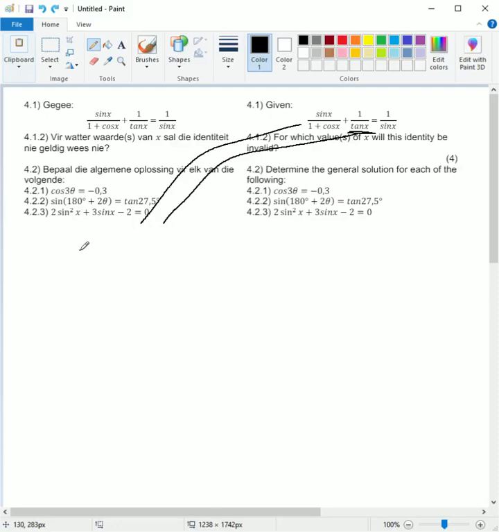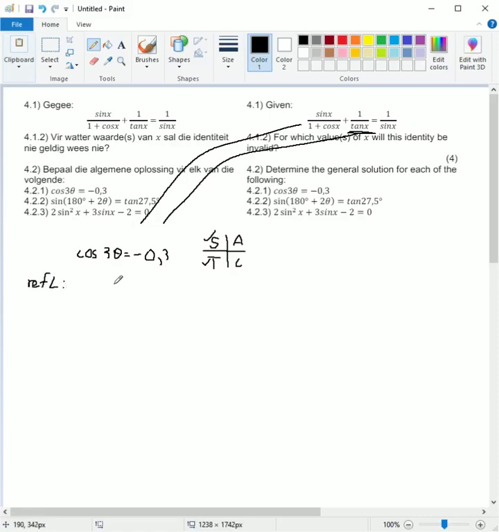Okay, so the first thing again that we want to do is to find your general solution. So cos 3 theta equals negative 0,3. Let's put our CAST diagram up here somewhere for us to see, and we can see that we're dealing with cos, and cos is negative, so you are going to be in quadrant 2 and quadrant 3.